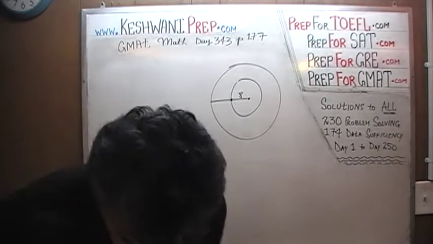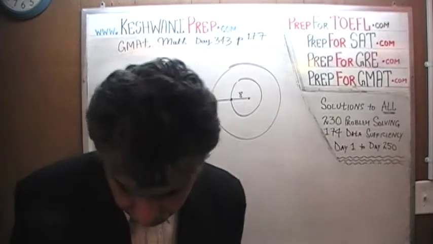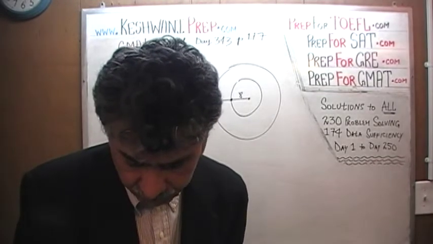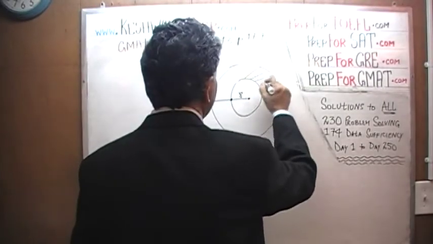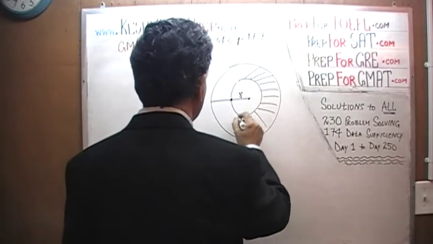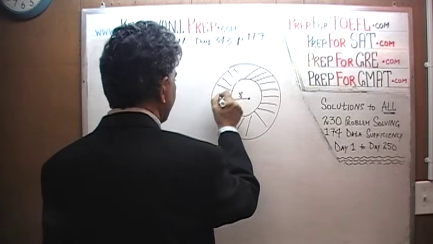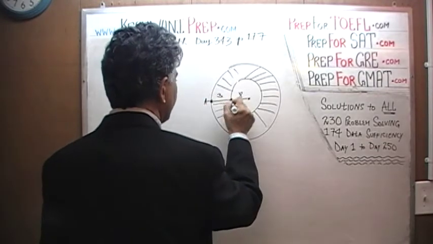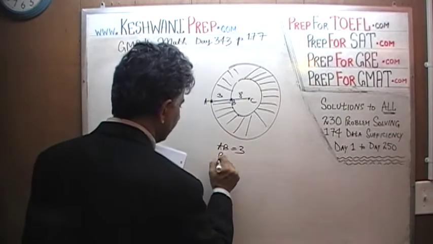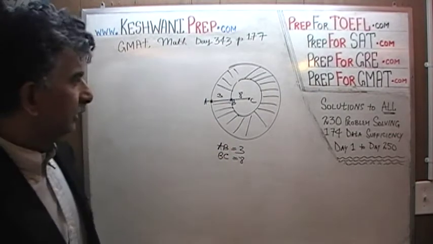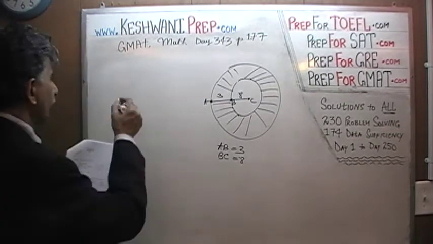It goes on to tell you that the circle is surrounded by a circular path that is 3 feet wide. This is the circular path that they're talking about. They're looking for the area of the circular path. Let's give them names so we can talk about them. So A to B is 3, B to C, we are told, is 8, which is the radius of the inner circle. And we just have to figure out the area of the ring, which is very straightforward.